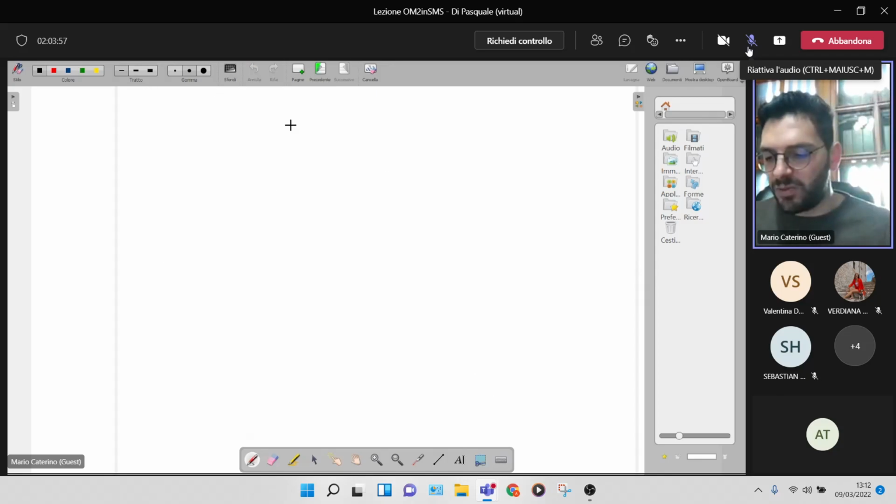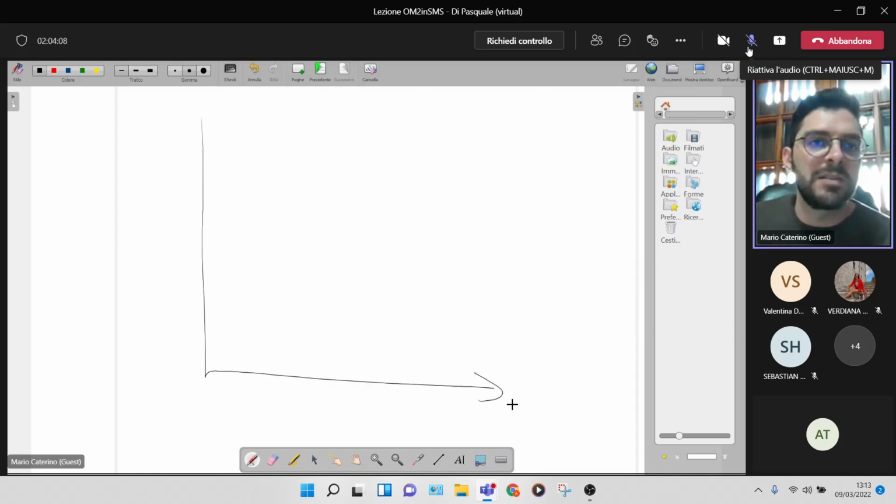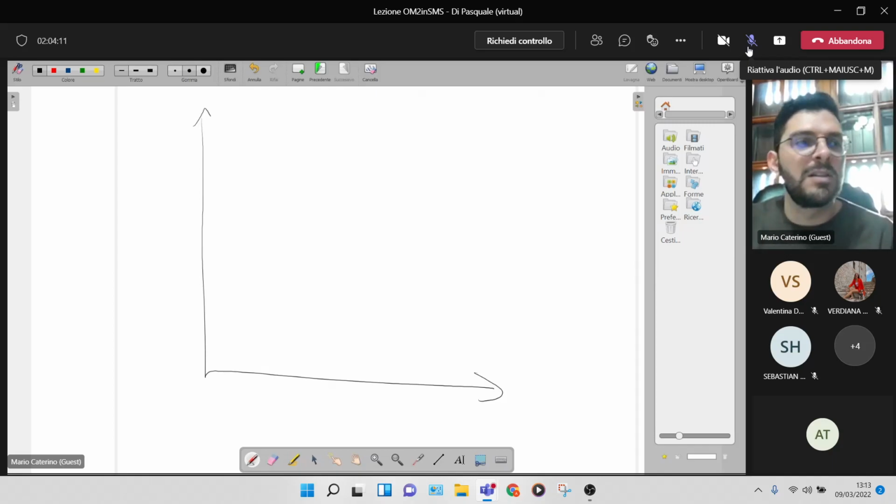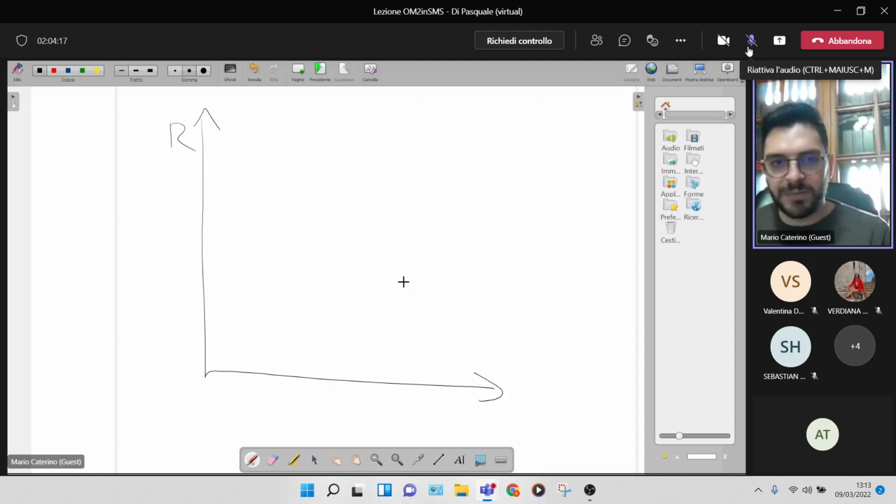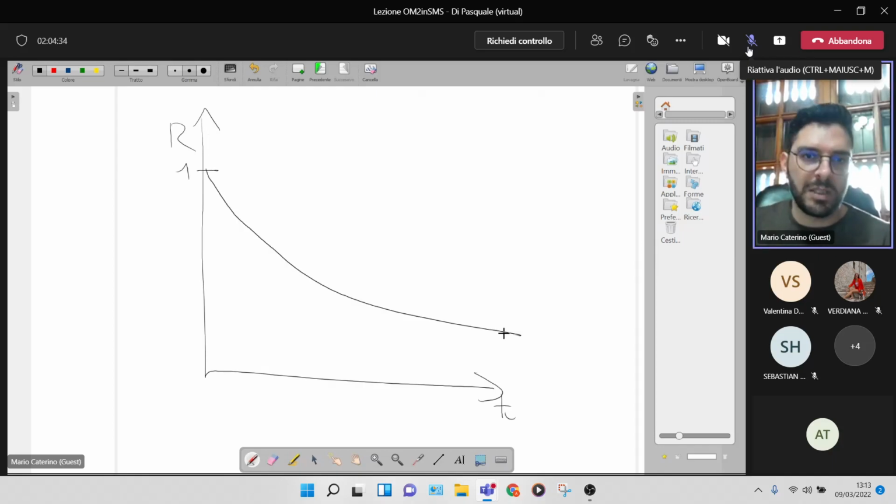So let's think to this example. Okay, we have the reliability curve that is something like this. Now here, in which here we have reliability, and here we have time. Okay, the reliability curve, as we said, starts from here, that is 1, and has an evolution like this one. Okay, this is asymptotic to 0.